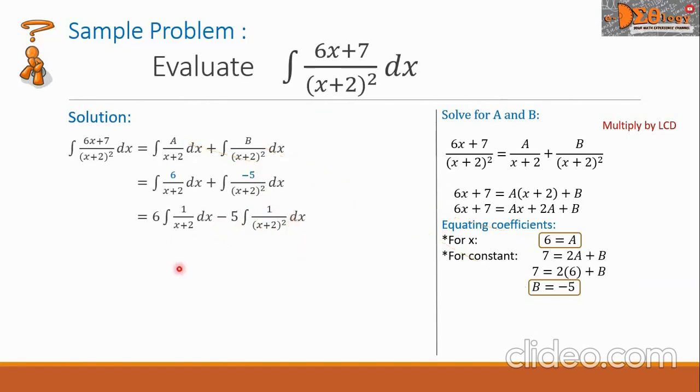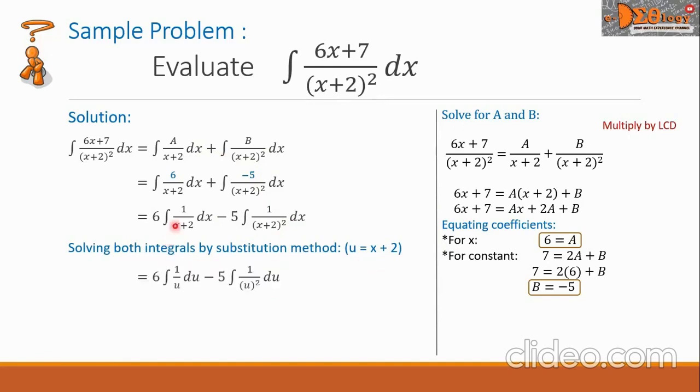Now let us solve the corresponding integrals. In both integrals, we are going to use the substitution method. We are going to set u equals x plus 2. By doing so, the new integral will be 6 times the integral of 1 over u du minus 5 times the integral of 1 over u squared du.